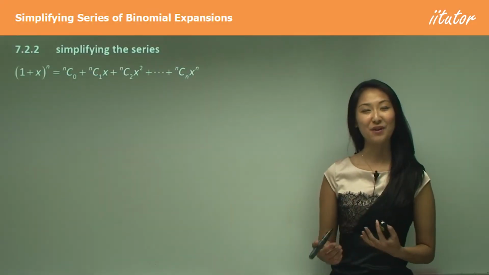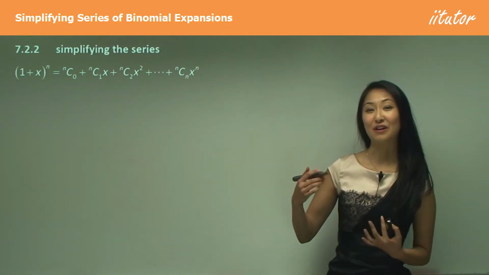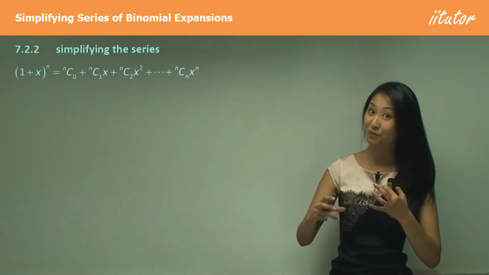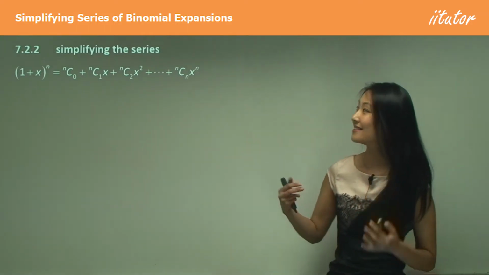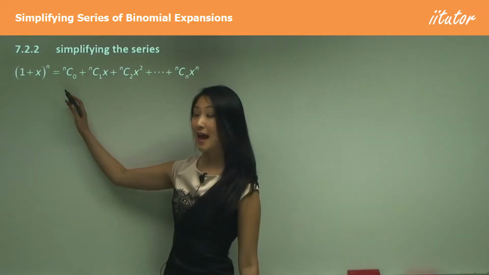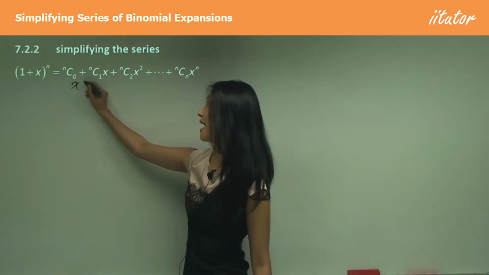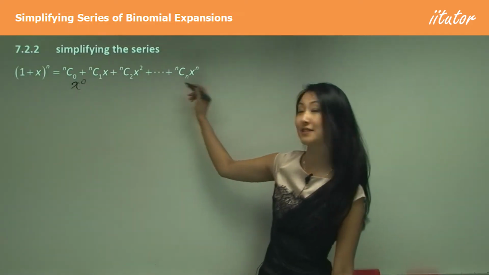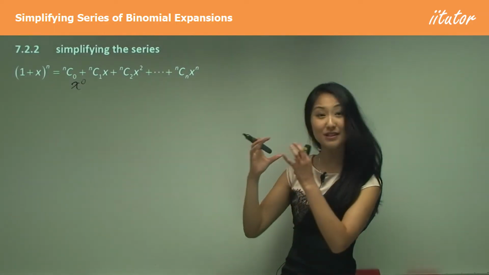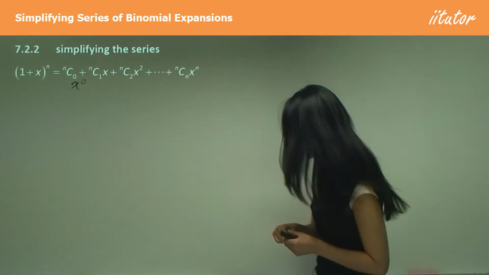So now we're going to be working with some proving and also simplifying of the series using the binomial theorem. And the basis of what we use for that is this expansion over here. So we use the expansion of (1 + x)^n equals nC0 x^0, and then nC1 x^1, so on, until nCn x^n. And we use that basis to do some proving questions and then simplification questions as well.